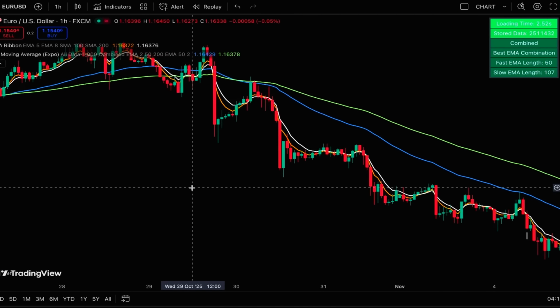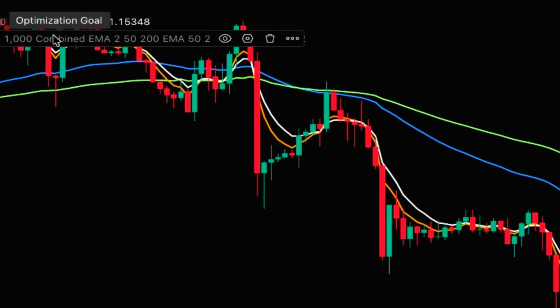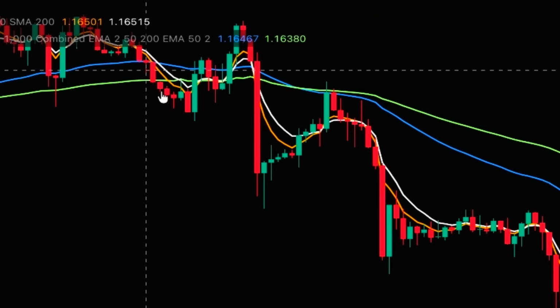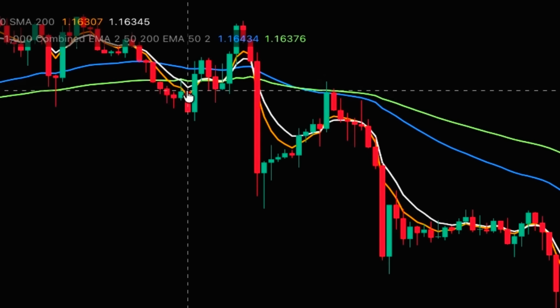For a short position setup, we wait for a situation like this where the price from above the blue line and the green line crosses them and goes below them. In the next step, the orange line and the white line should also go below the green line. For example, here, when this candle is closed, you can see that the orange line and the white line are already below the green line.